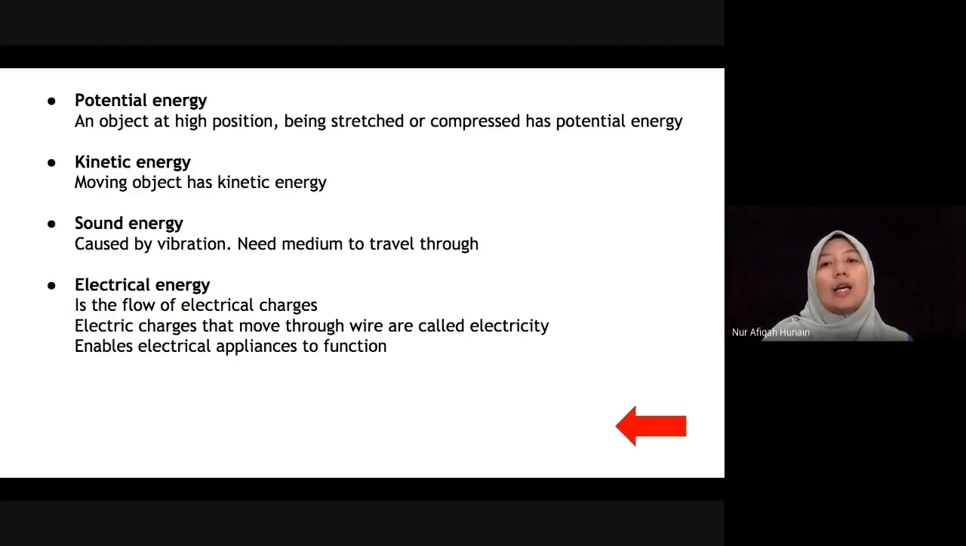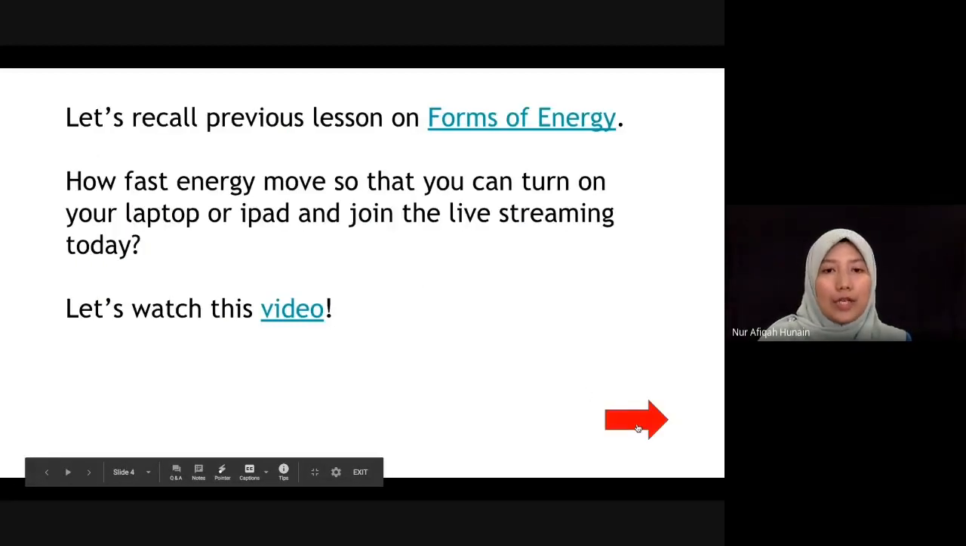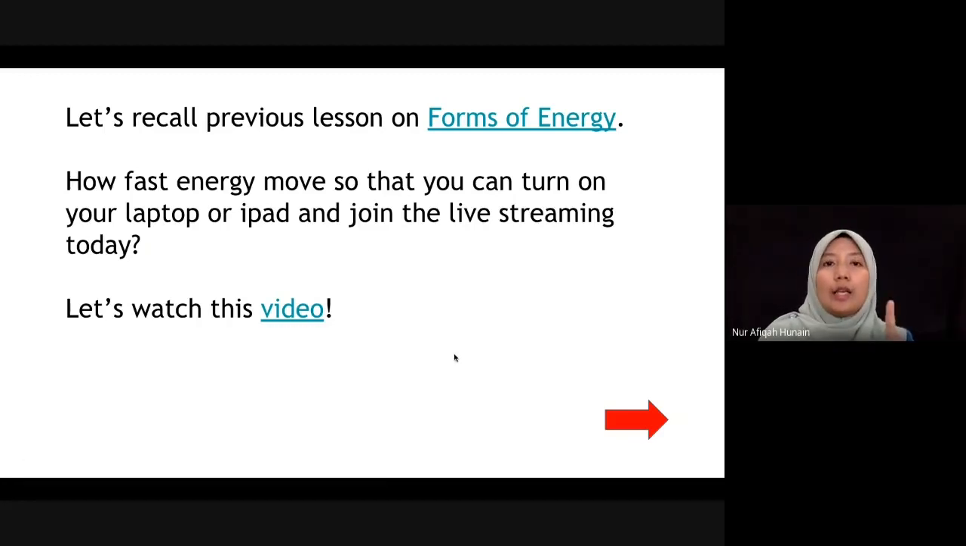Okay, back to potential energy. Potential energy is not only for an object at a high position. Being stretched or compressed also has potential energy. Sound energy is caused by vibration, and sound needs a medium to travel, like air or water. And the last one is electrical energy, due to the flow of electrical charges. Electrical charges that move through wire are called electricity, and electrical energy enables electrical appliances to function. Okay, those are several forms of energy.